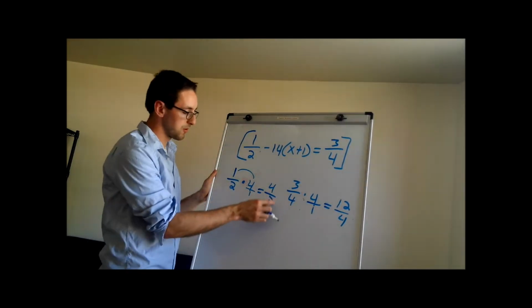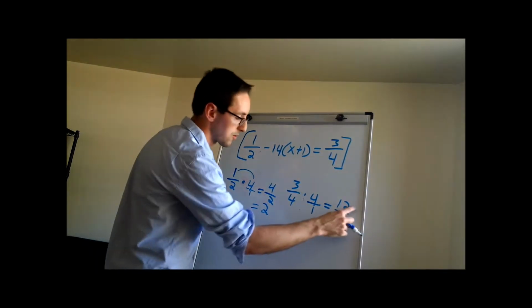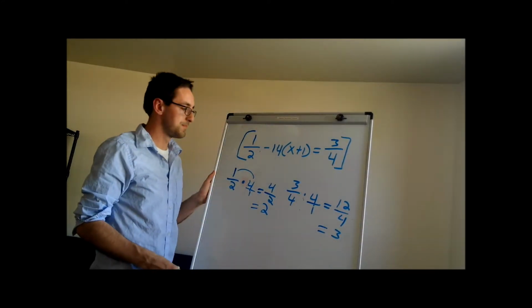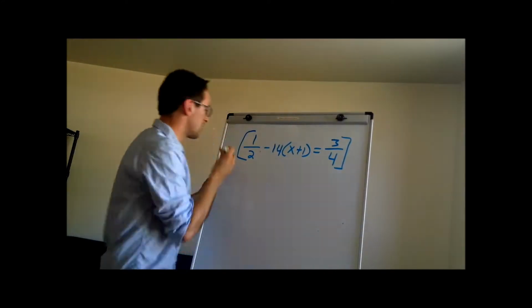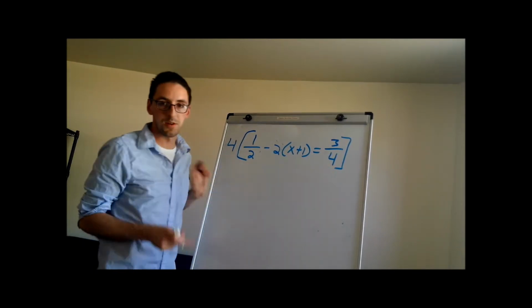And look what happens. We get 4 divided by 2. That's a perfectly whole 2. And we got 12 divided by 4. That's a perfectly whole 3. So we saw why multiplying by 4 would be good: it's going to eliminate all these fractions.